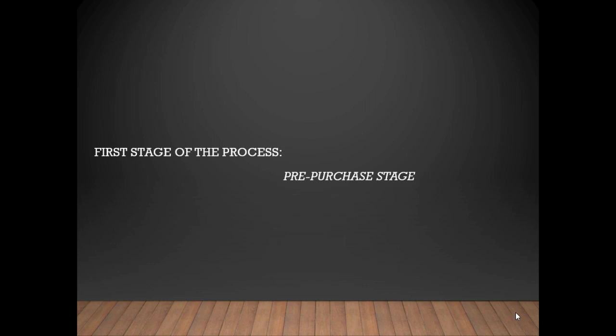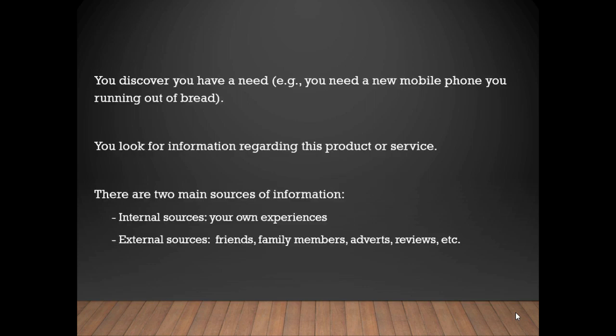The first stage is also called the pre-purchase stage. In this stage, you discover that you have a need. For example, you need a new mobile phone, or you are running out of bread. Well, and you look for information regarding these products and services. And there are 2 main sources of information. Your internal sources, your past experiences.